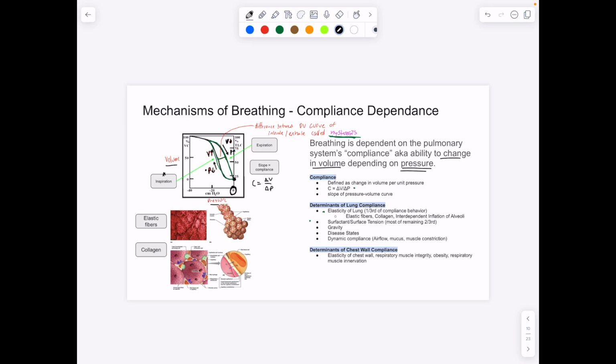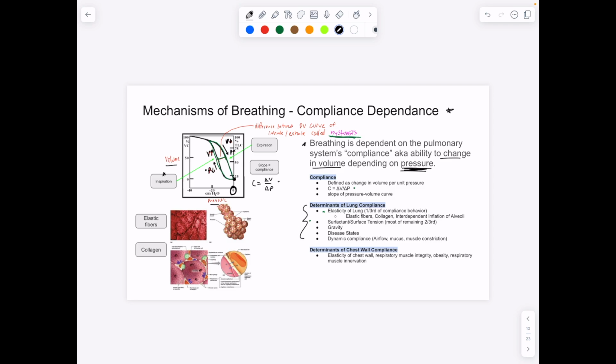We'll stop there temporarily. All right, so now that we've looked at the coupling of the chest and the lung, the next thing to discuss is the compliance of the lung. So basically the idea is that breathing is dependent on the pulmonary system's compliance, aka the ability to change in volume depending on the pressure. And so compliance is defined as change in volume per unit pressure, C equals delta V over delta P.